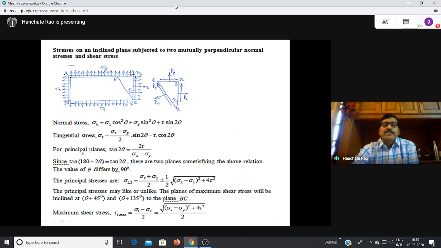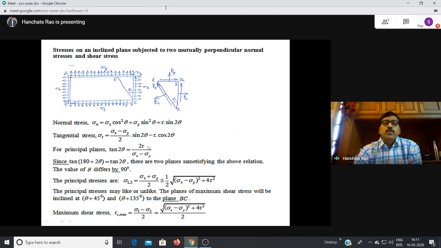For principal planes, tan 2 theta is equal to 2 tau by (sigma x minus sigma y). A principal plane is a plane in which there is no tangential stress, so sigma t is equal to 0. Equating sigma t to 0, you get tan 2 theta equal to 2 tau by (sigma x minus sigma y). From this formula, we will find the location of the principal plane.